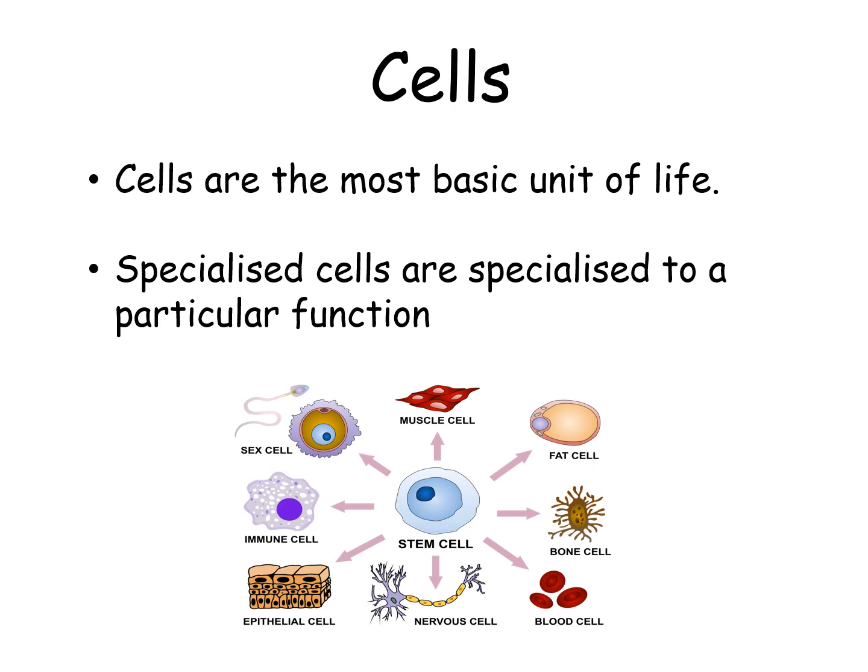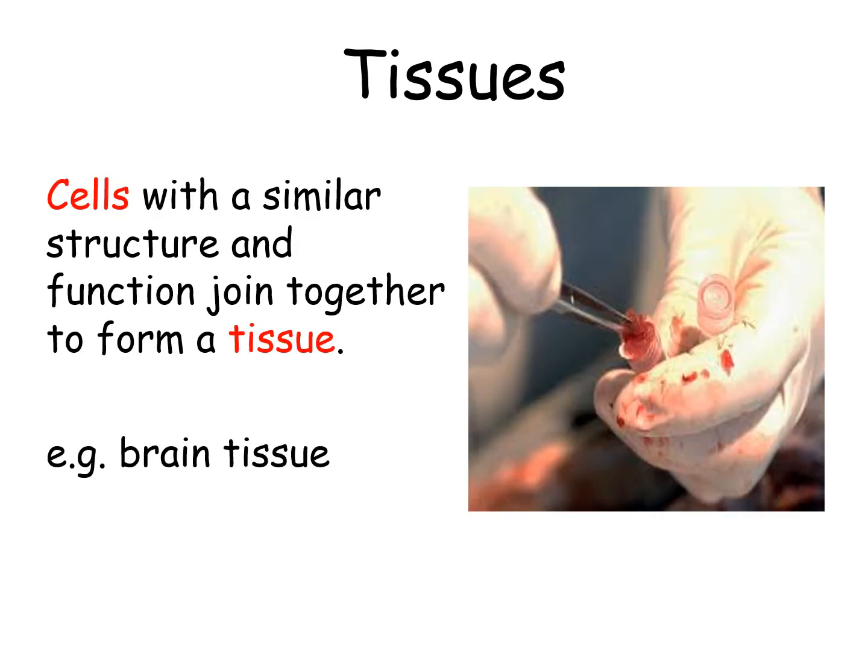So think about cells. Cells are the most basic unit of life. Remember that a specialised cell is specialised to a particular function. When cells with a similar structure and function join together, they form something called a tissue. This could be anything from brain tissue to liver, lung, or heart tissue.